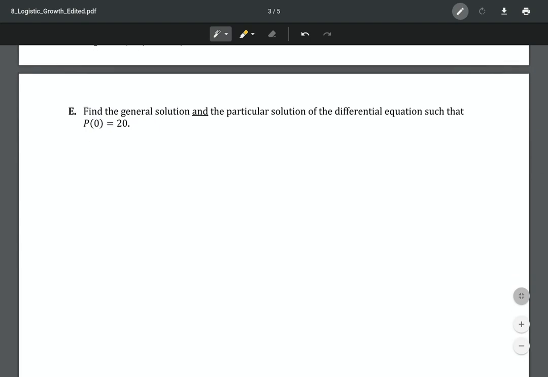So let's go on to E. E is basically where I'm going to do almost exactly what I did at the beginning of the notes, but this time I actually do have numbers to go by. So remember the dP/dt.